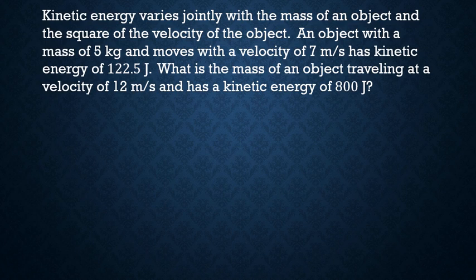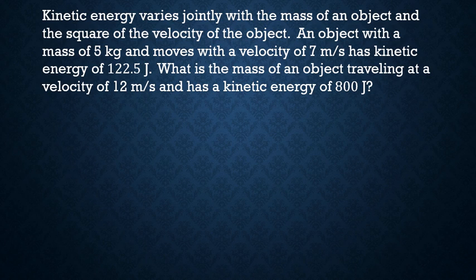Kinetic energy varies jointly with the mass of an object and the square of the velocity of the object. An object with a mass of 5 kilograms and moves with a velocity of 7 meters per second has kinetic energy of 122.5 joules. What is the mass of an object traveling at a velocity of 12 meters per second and has a kinetic energy of 800 joules?